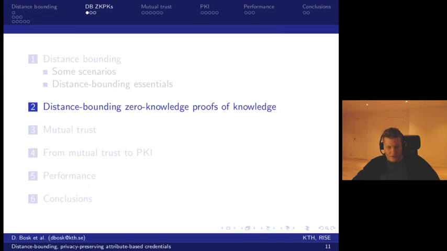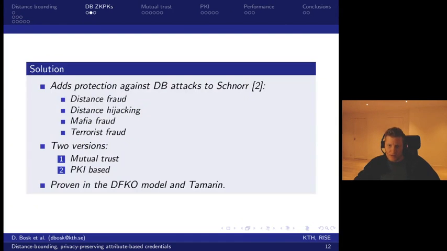So what we have done is that we provide a distance bounding zero knowledge proof of knowledge for discrete logarithms. And we do this by modifying the Schnorr identification scheme, because that one is used as a zero knowledge proof of knowledge in a variety of protocols that needs proofs of knowledge for discrete logarithms. And we provide the Schnorr identification scheme with distance fraud resistance, distance hijacking resistance, mafia fraud resistance, and terrorist fraud resistance.